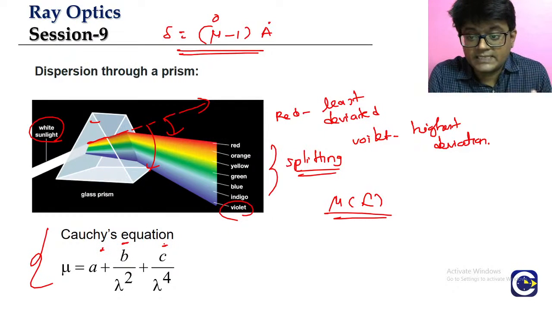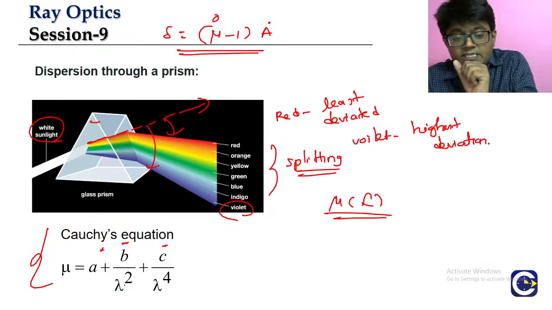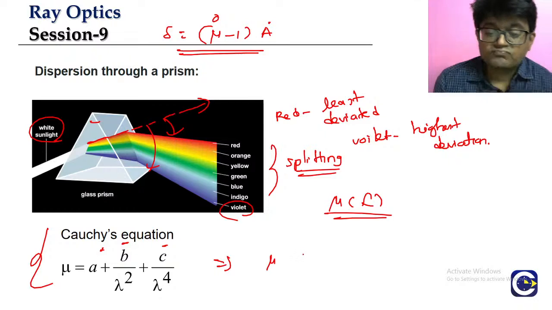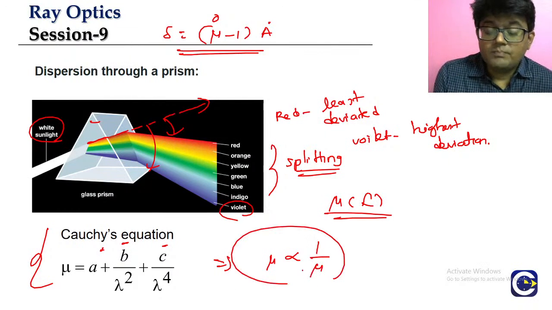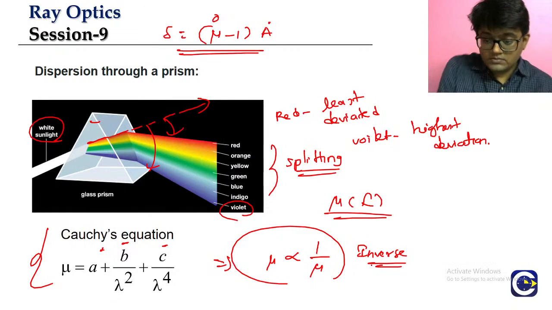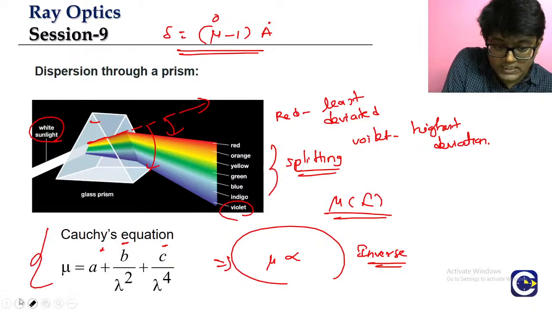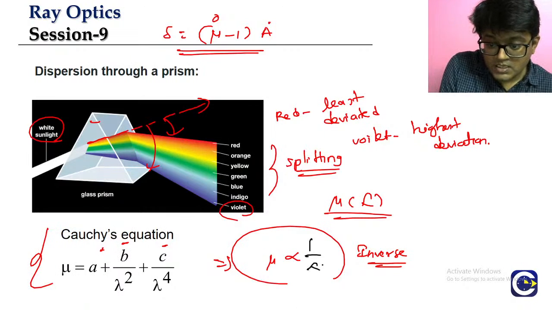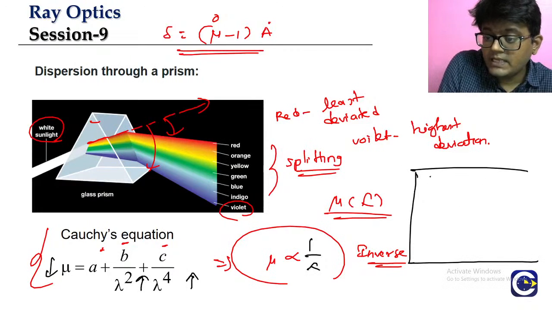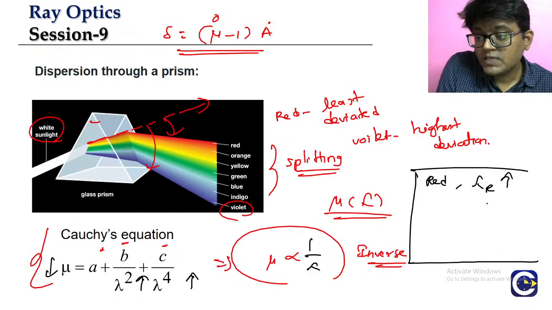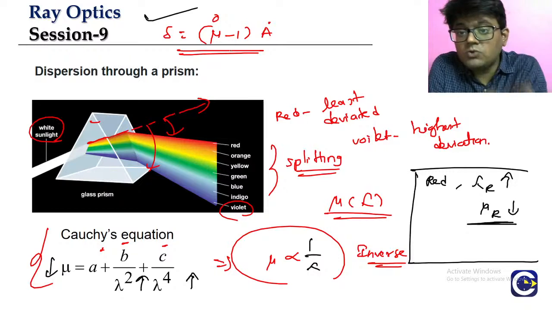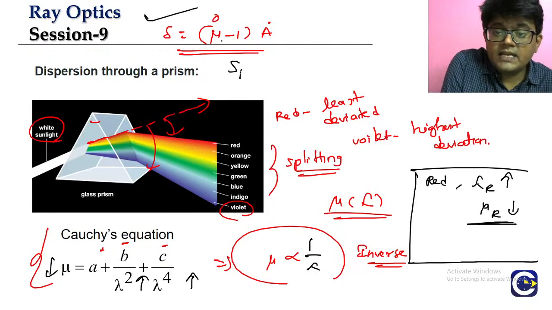A, B, C are called parameters, and they have specific values. But importantly, look at the relation. Mu is equal to A plus B by lambda square plus C by lambda power 4. We can clearly see that mu has an inverse relation with lambda. Which means, if lambda is increasing, what is going to happen to the mu value? Mu will decrease. Now, among the visible colors, red has the highest wavelength, which means the refractive index for red will be the least. When mu is least, look at the delta formula: delta is mu minus 1 into A. When mu is least, the delta for red will also be least.